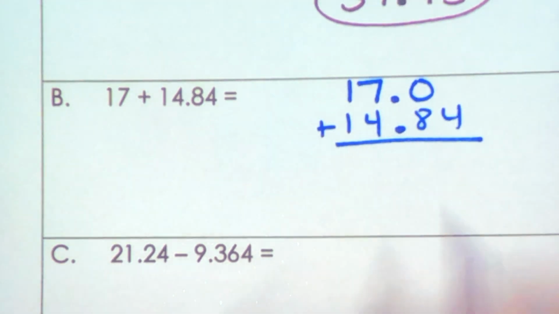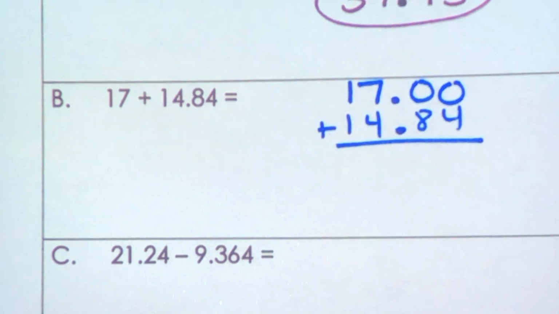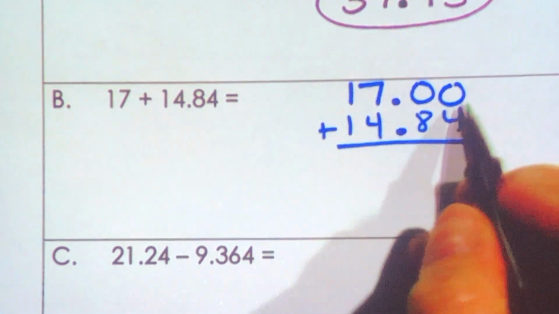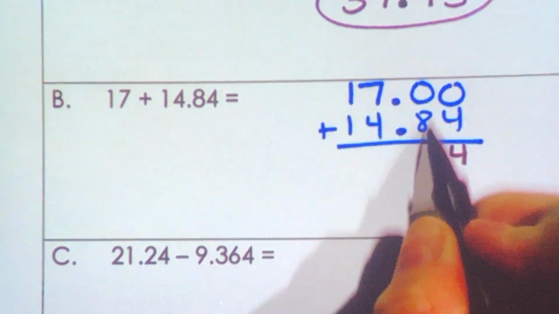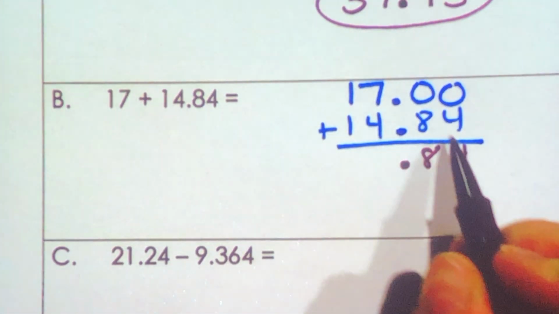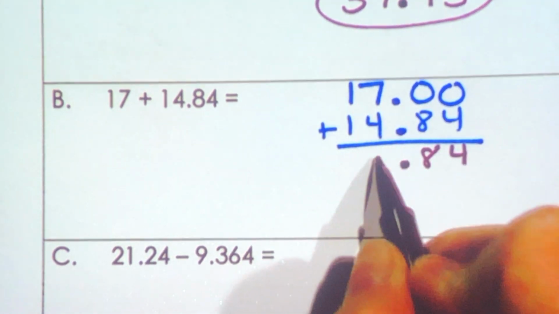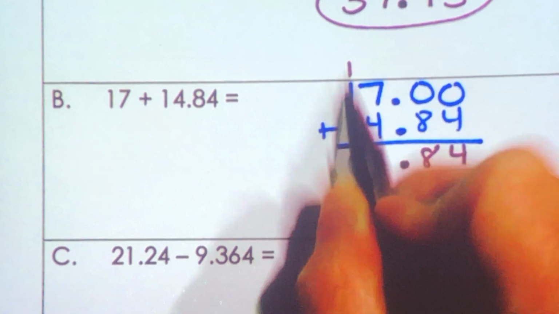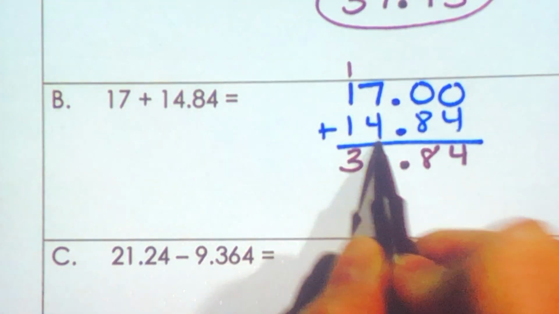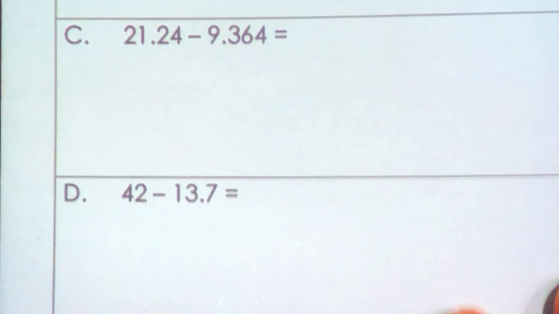And again, I see that there is nothing above this, so I'm going to go ahead and write the number that represents nothing to hold my place. And last time I checked, 4 plus 0 was 4. 8 plus 0 is 8. I'm going to drop down my decimal point so that my tenths and hundredths stay tenths and hundredths. 7 plus 4 is 11. And 1, 2, 3. 31.84 should be your final answer. All right, a few subtraction problems and you'll be on your way.